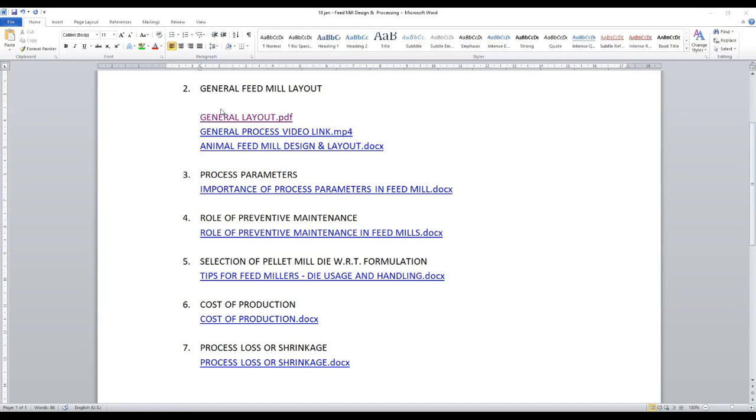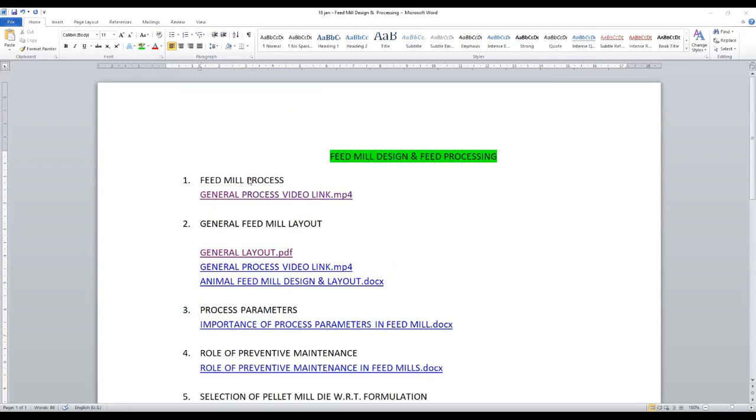Then the other one is the cost of production, that what will be the total cost of producing pellets. That includes fixed and the variable cost. Fixed cost like the boiler fuel, electricity, the labor, and then gunny bags and consumables like hammers, dies, and other things. That what will be the total cost of producing the feed. Then a very important part, process loss or shrinkage, that how we can calculate the process loss, and how to keep the shrinkage and process loss calculation in the complete budget. So we have a brief overview over this. Let me start with the first one, the feed mill process.